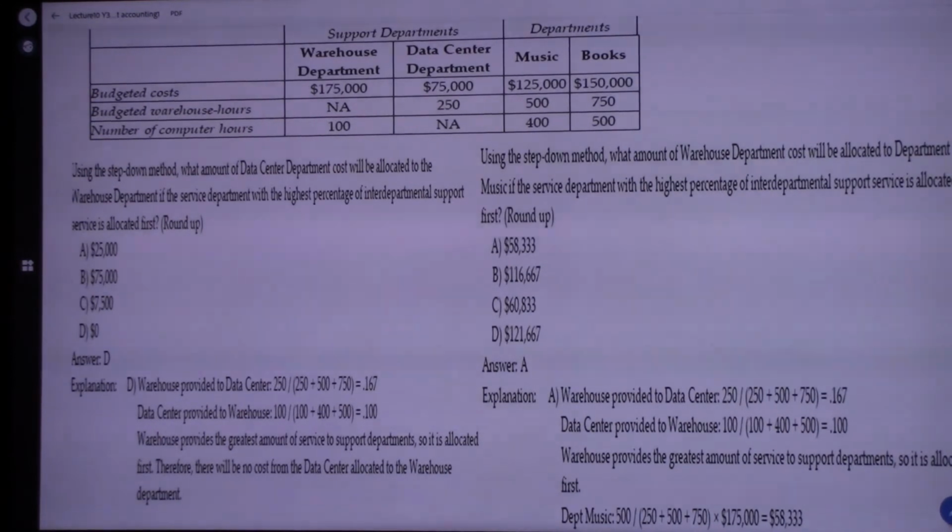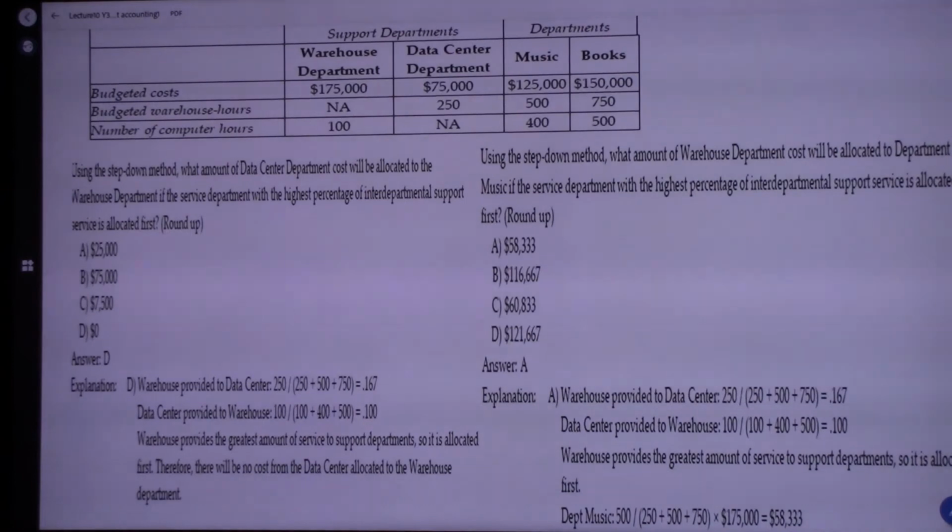So the cost provided from data center to warehouse is zero. Why? Because we're applying step-down, and warehouse is going to allocate cost first until it reaches zero balance. Then data center is going to provide cost second to the remaining production departments, and data center is not going to provide the warehouse with any costs at all. Okay? So this is the answer for the first question. The cost allocated from data center to warehouse is zero.